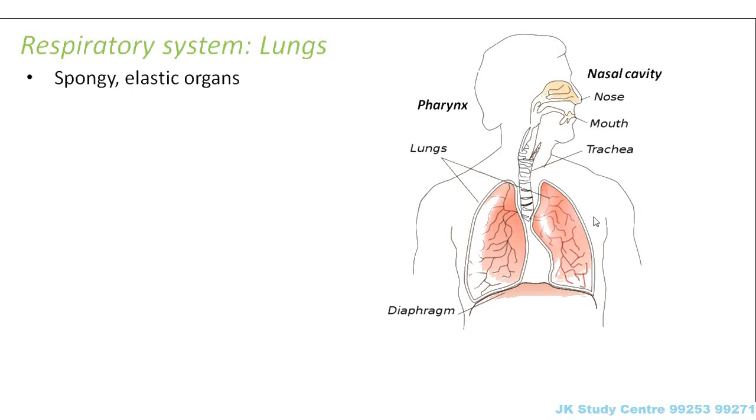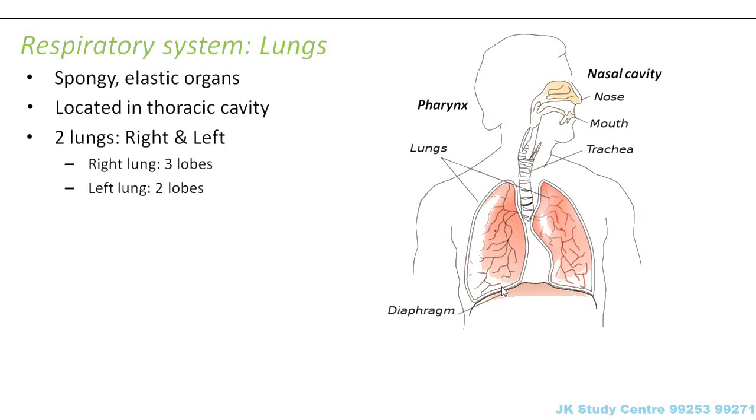So lungs are spongy elastic organs. As you can see here, these are the two lungs which we have in our body. They are spongy and elastic. Elastic means they can increase or decrease in size, so they have that flexibility. They are located in the thoracic cavity, as I explained just now. The lower surface of the lungs rests on the diaphragm. I mentioned before, the diaphragm denotes the end of the thoracic cavity.